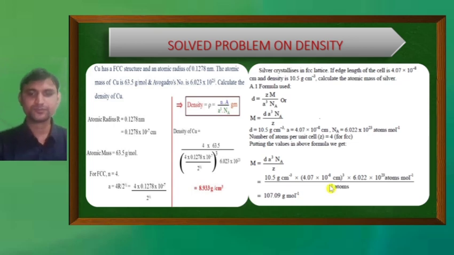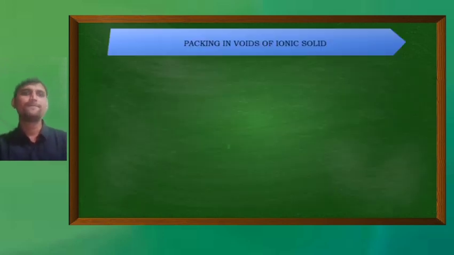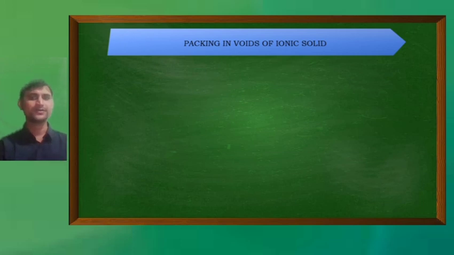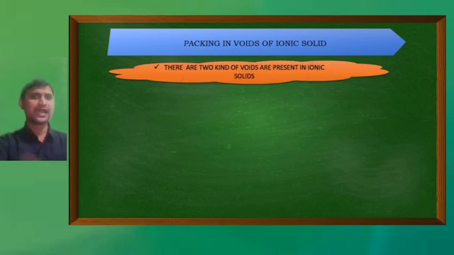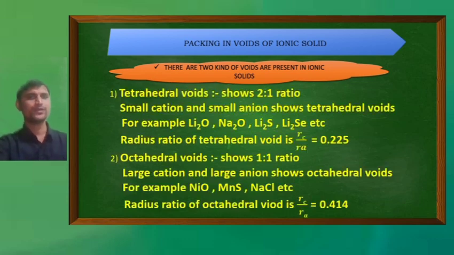Now, after that we look at the packing and voids of ionic solids. There are two types of voids present in ionic solids. Already we know tetrahedral voids and octahedral voids are present. The tetrahedral void shows a 2:1 ratio and the octahedral void shows a 1:1 ratio. See the comparison, do the comparative study, so it's very easy to grasp. For example, Li2O, Na2O, Li2S, etc.